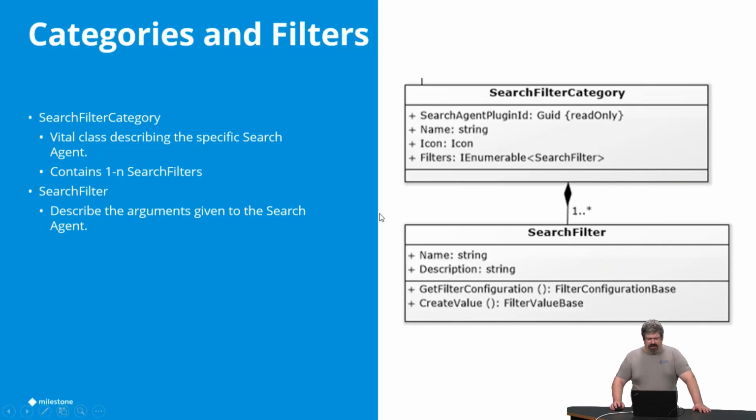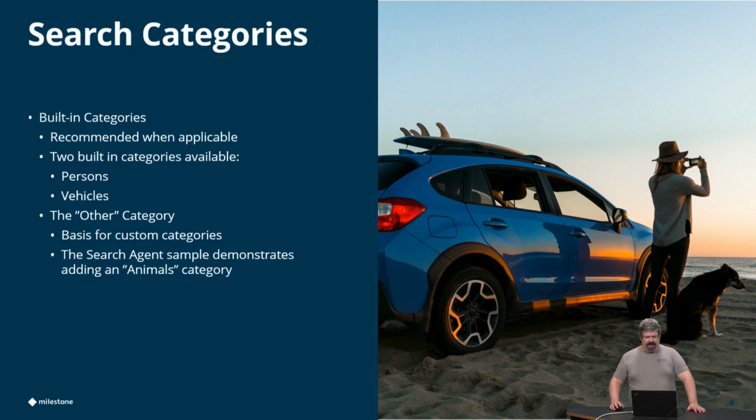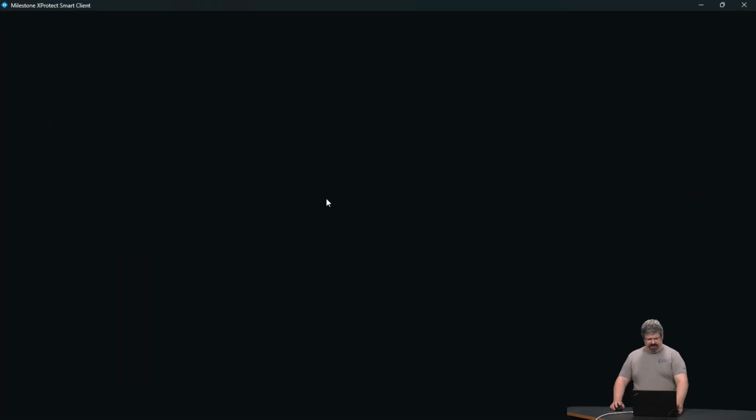But the search category is basically just the definition of what category of item are we looking for and how can we filter based on that category. So main categories that are built in are persons and vehicles. There's a third category you can choose, which is the other. So once you define your own search category with filters, you define it as either a person, a vehicle, or other. And an example of other is also provided in our sample.